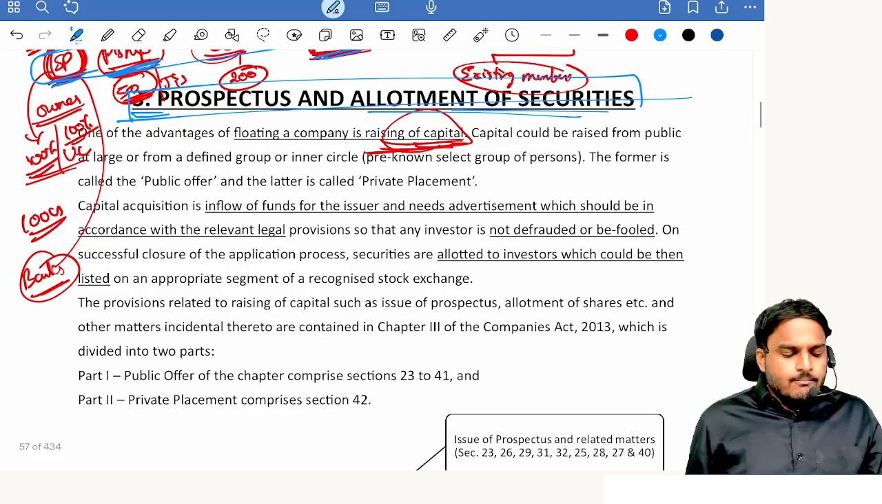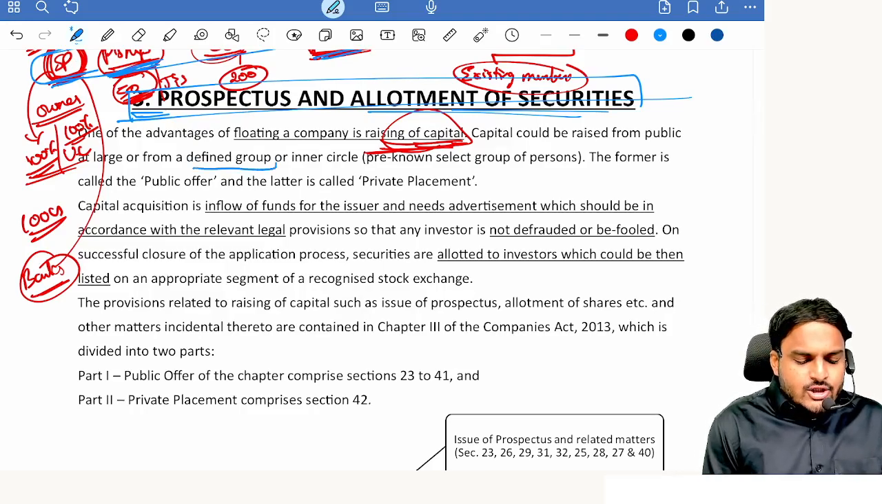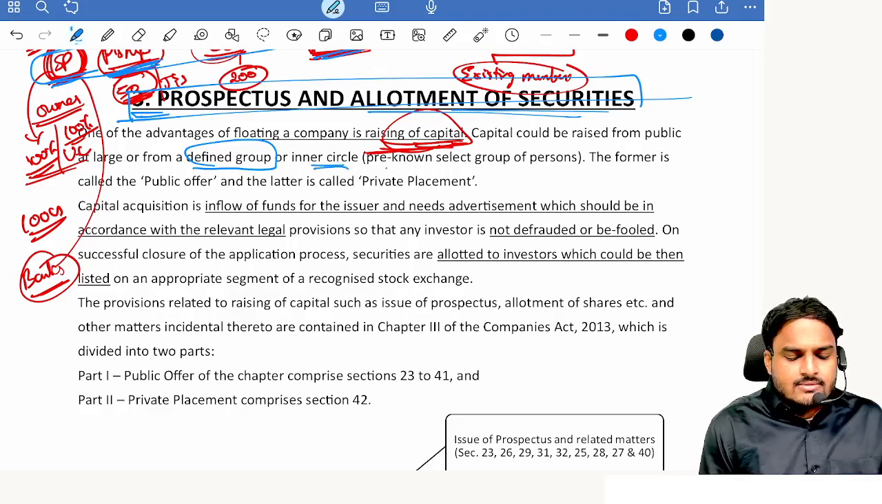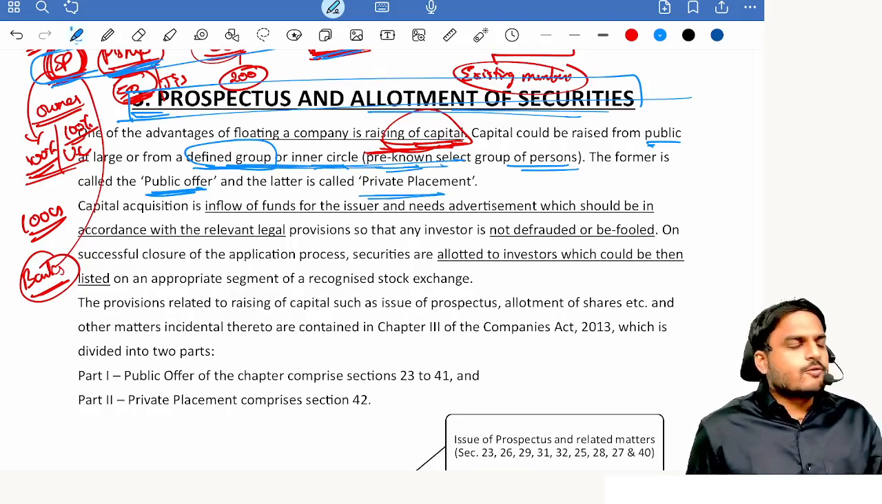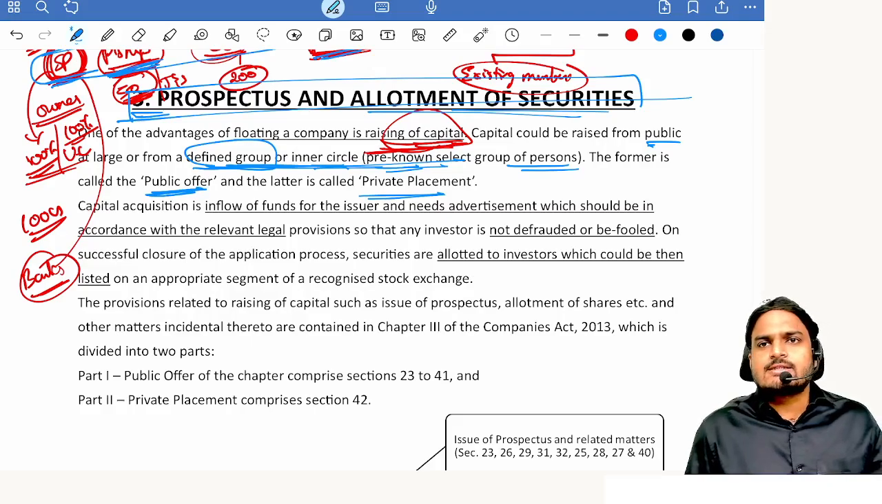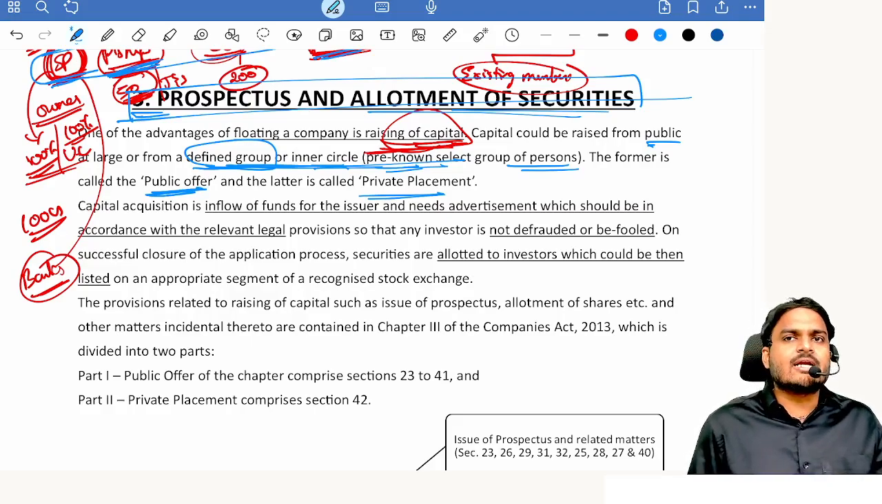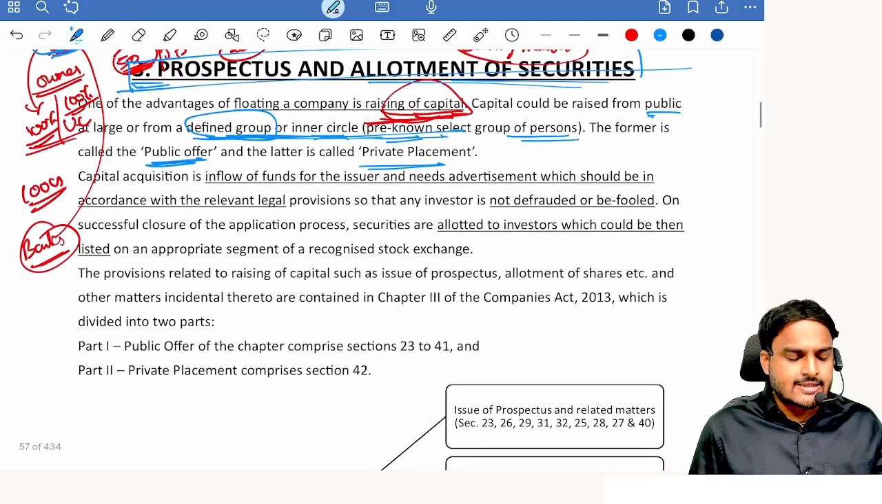Capital could be raised from the public at large or from a defined group or inner circle, that is a pre-known select group of persons. The former is called public offer. Public at large, we call it public offer. And whereas the latter one is called private placement. So if you go with identified persons, we call it private placement. If you go with the public at large, we call it public offer. For public offer, prospectus is compulsory.